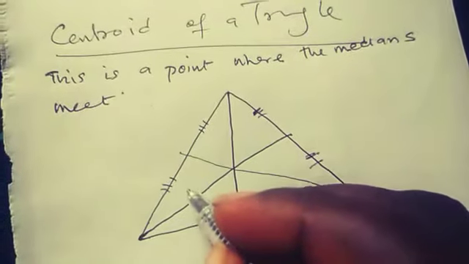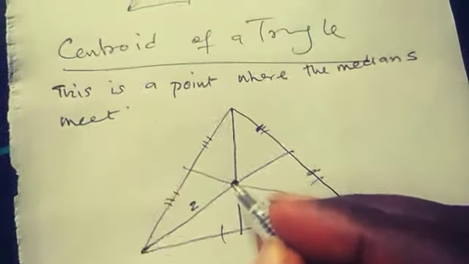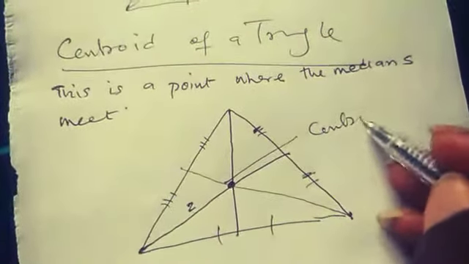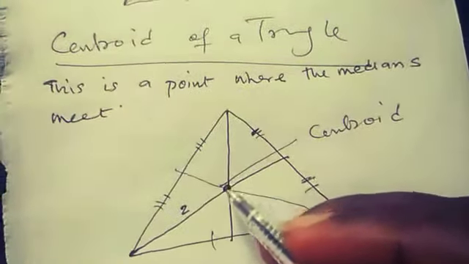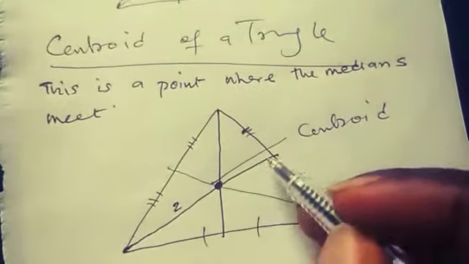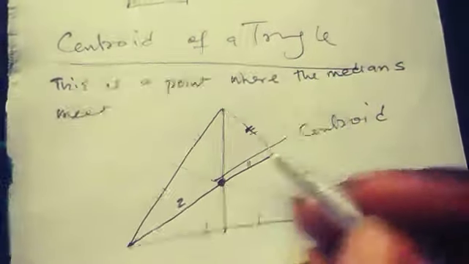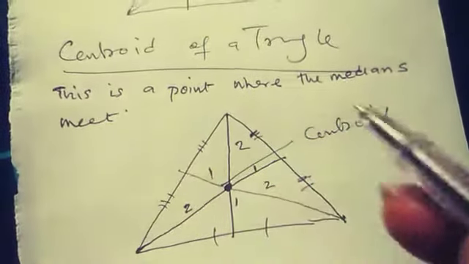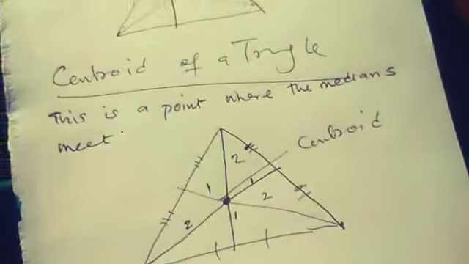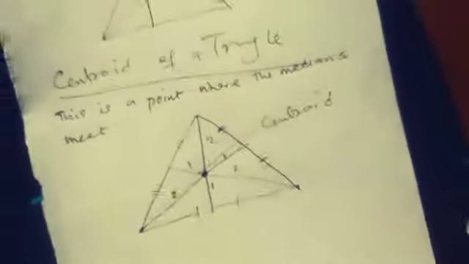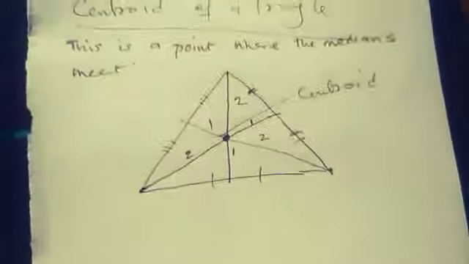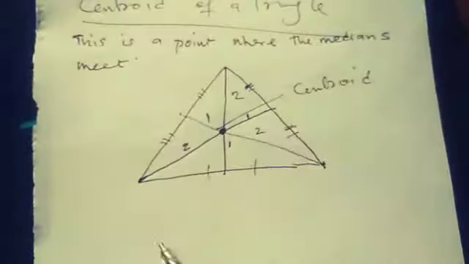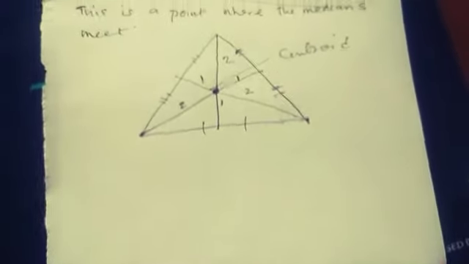Also, it has been proven that this point, where the medians meet, is the centroid. It has been proven that this place divides this line in 2:1. This is 2:1. This is 2:1. So that is, it has been proven. This will help us to know the coordinate of the centroid of a triangle. Now, let's find the coordinate of the centroid of a triangle.